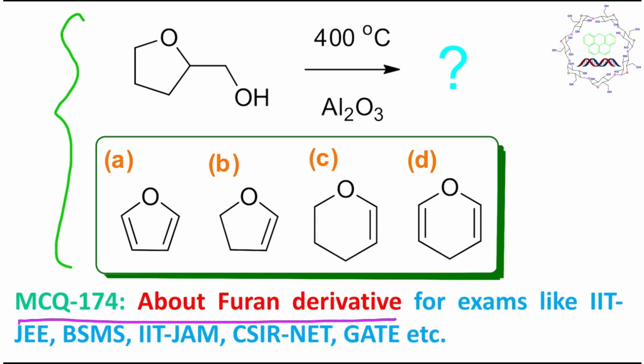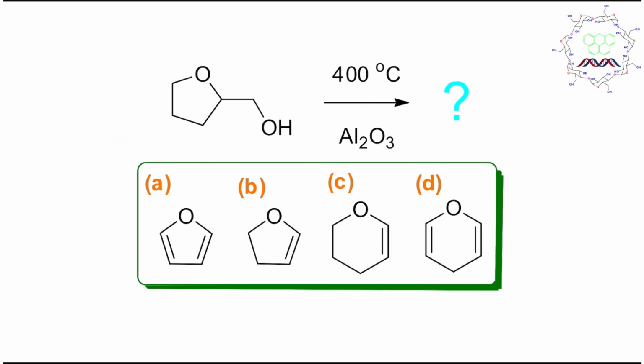I believe you have tried by yourself, it's my turn to give you the right answer. So let's understand the question a little carefully. This is actually a reduced form of a furan derivative, because tetrahydrofuran is one such derivative. It is reacted with alumina, Al2O3, at 400 degrees centigrade, a very high temperature.